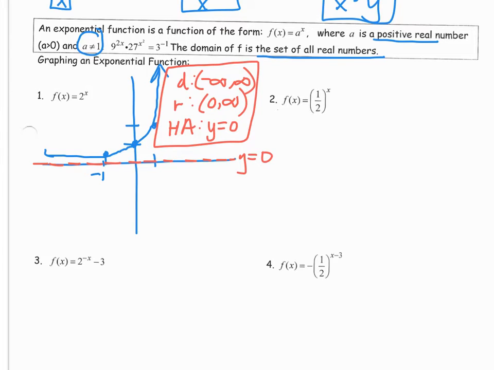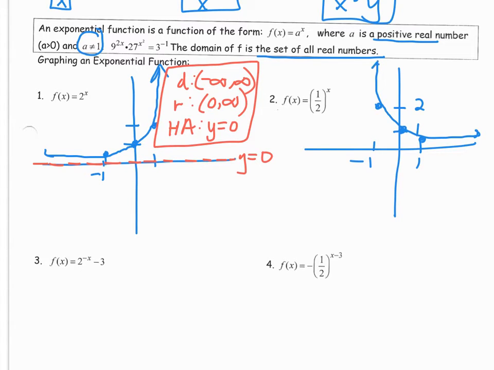Okay, let's do another one. Let's do one with a half. Okay, so if I look at number 2, all right. So anything to the 0 is 1. Let's start there. So 0, 1. If I plug in 1, a half to the first power is a half. And now let's go the negative way. A half to the negative 1 actually goes up to 2. So if you look at this exponential function, it's actually decreasing. Right? It goes the opposite direction.